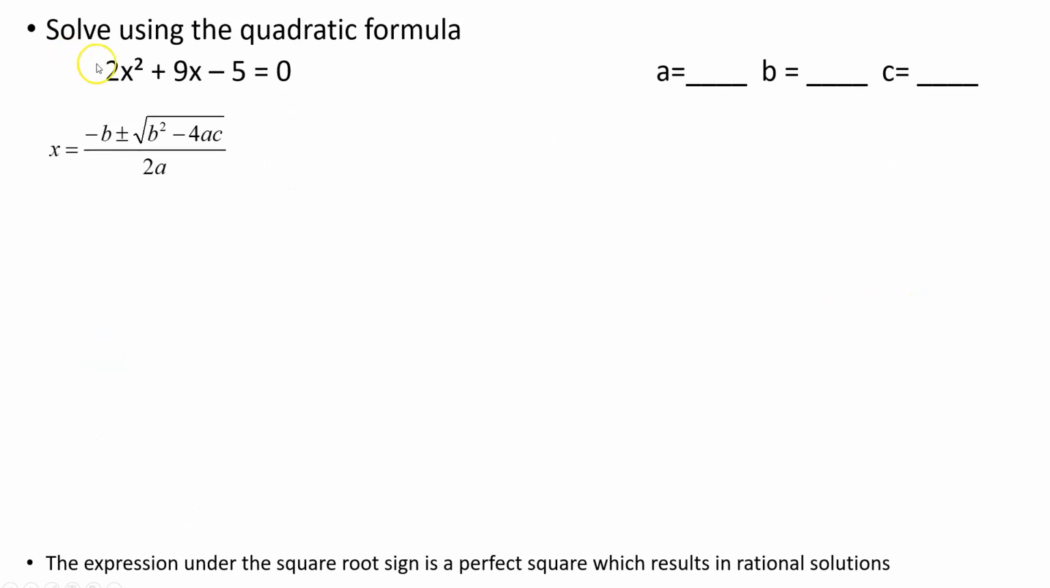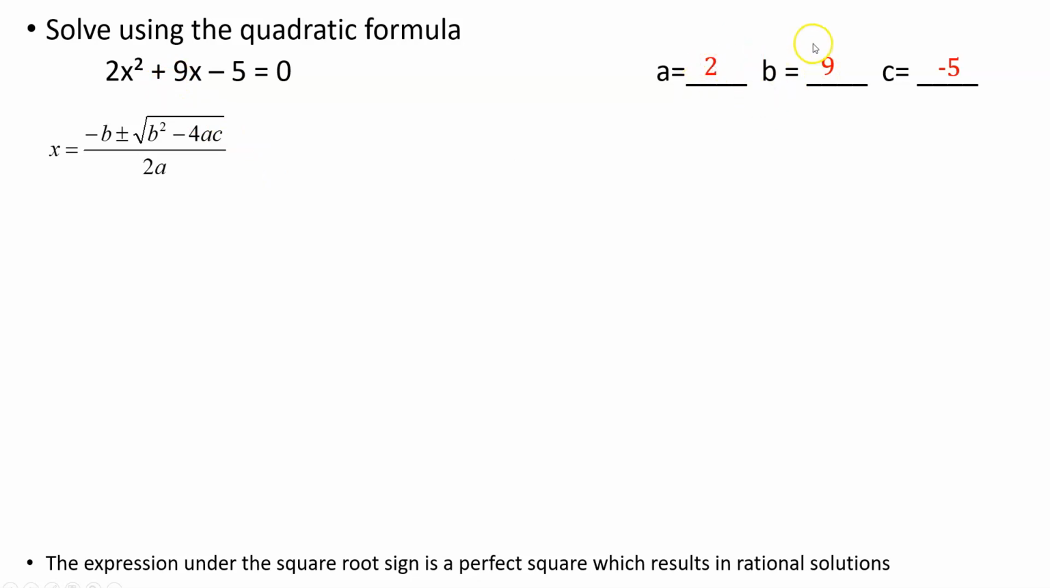So we have the quadratic equation 2x squared plus 9x minus 5 equals 0. It's already equal to 0, so that part's done. And then remember, this is ax squared plus bx plus c. So a is 2, b is 9, and c is negative 5 because this minus goes with the 5. Just like this is positive 9.